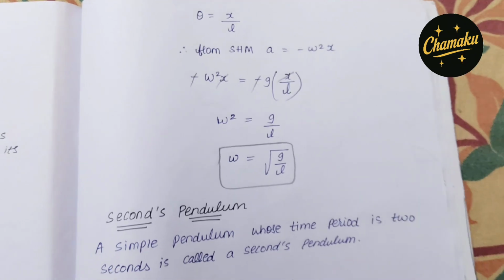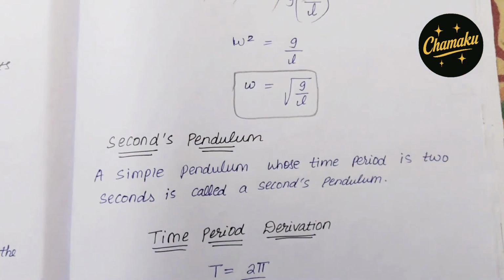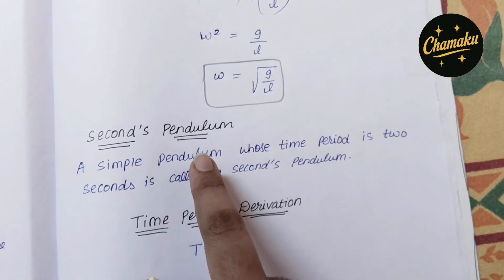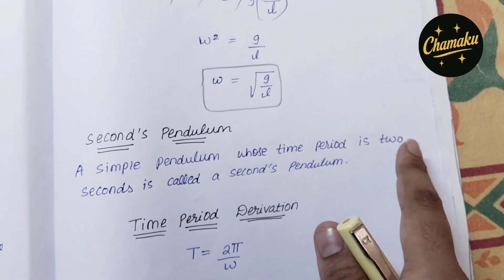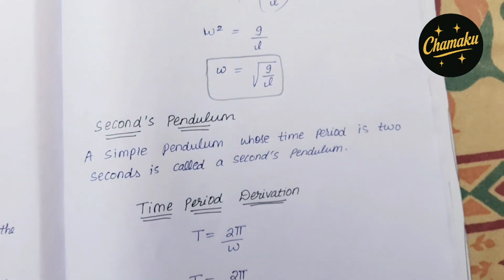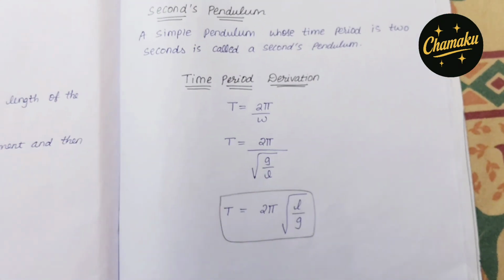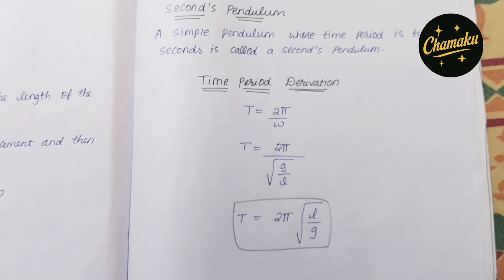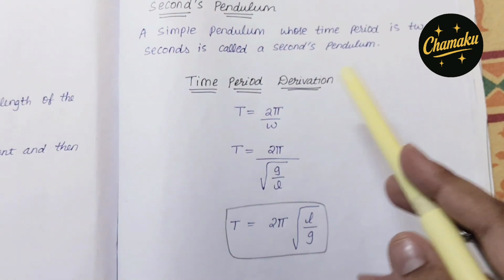So now let's move on to the seconds pendulum. So what is a seconds pendulum? A simple pendulum whose time period is 2 seconds is called a seconds pendulum. Okay, the last one they have mentioned in the question is to derive an equation for its time period. So this is the time period derivation.